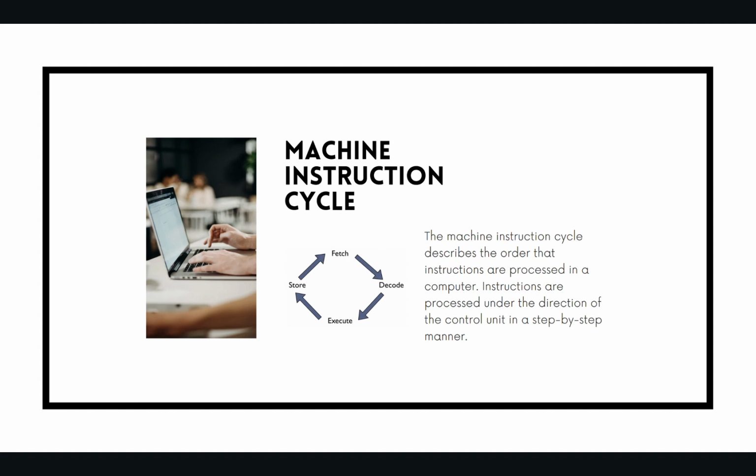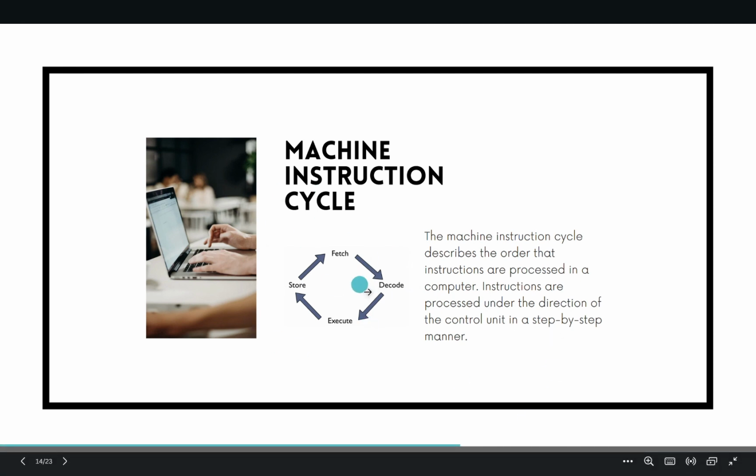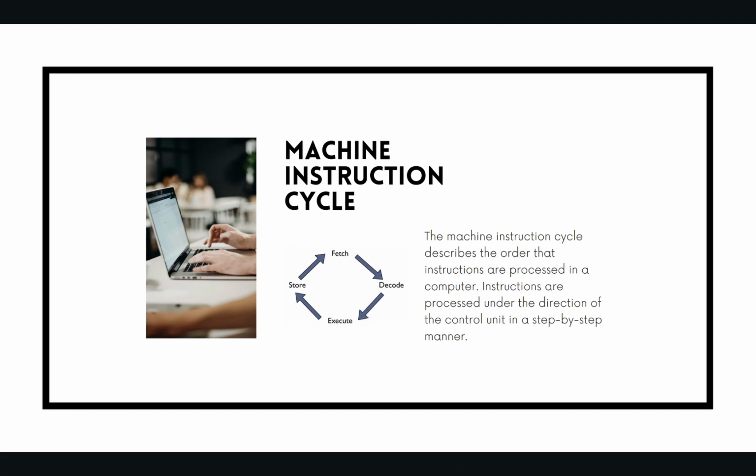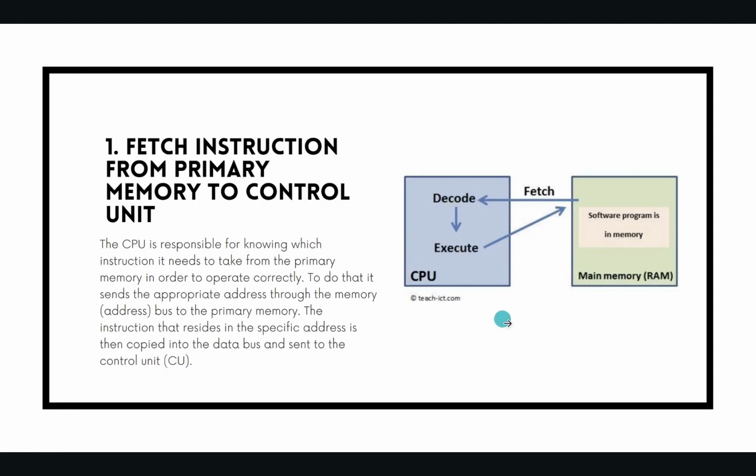Next, the final topic is machine instruction cycle. Machine instruction cycle describes the order in which instructions are processed in a computer. Instructions are processed under the direction of the control unit in a step-by-step manner. So here is the cycle. As you know, it doesn't have an end, it just repeats and repeats. So here are the 4 steps of this cycle. Let's talk about all of them separately.